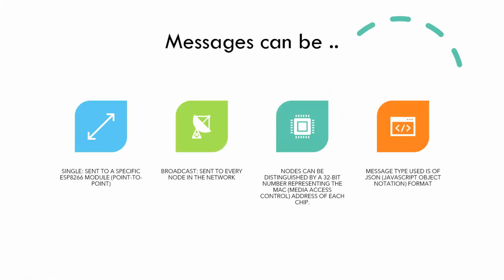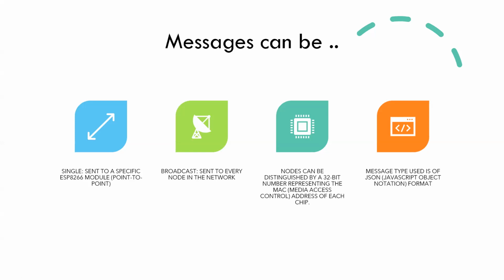Okay, so the type of messages used in the mesh network can be either a single message or a broadcast. The single message is actually a point-to-point message, like you send a message from one ESP8266 to another module, and the broadcast is sending this message to every node in the network. Remember, the mesh network doesn't use Wi-Fi, okay? How do we distinguish between these nodes?